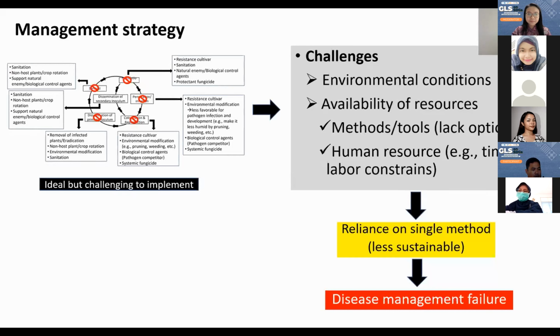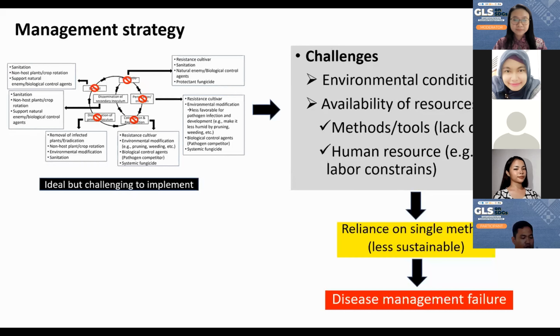And in some cases, resistant cultivars may not be available, right? We cannot use resistant cultivars, right? So that can be some challenges that growers might face.